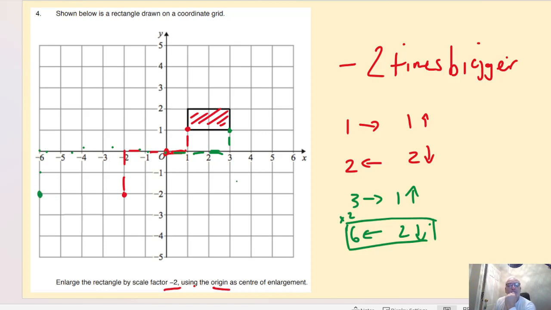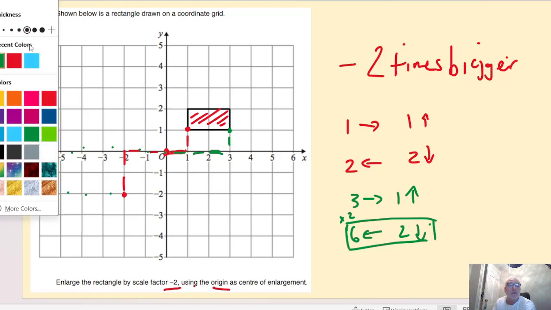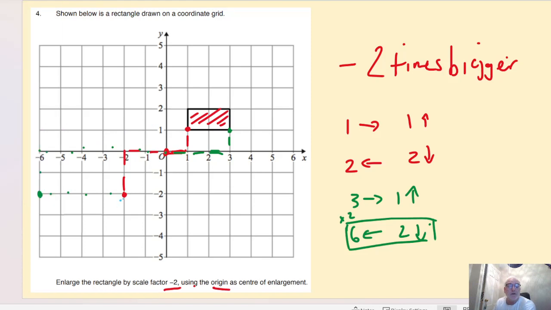So if I'm thinking my rectangle was 2 squares wide, my new rectangle, scale factor of 2, would be 4 squares. 1, 2, 3, 4. So we're getting the idea. It's going to be twice as big. I am going to plot the other 2 points as if I would be doing it fully. So let's look at the other point.